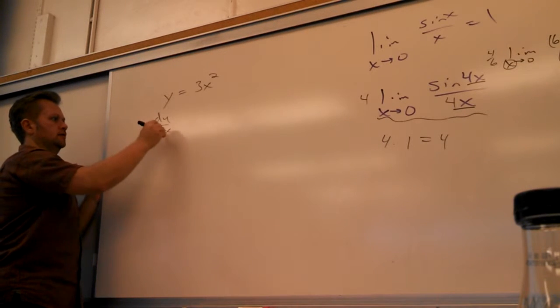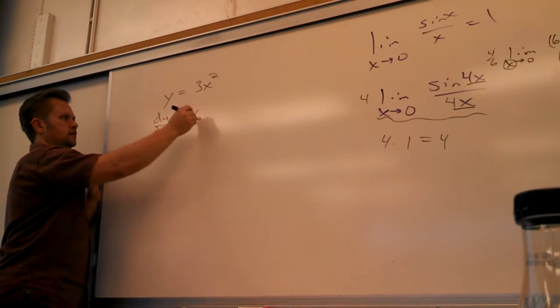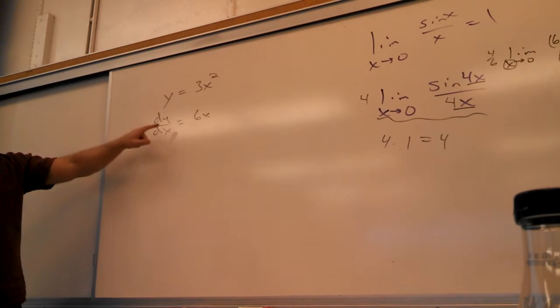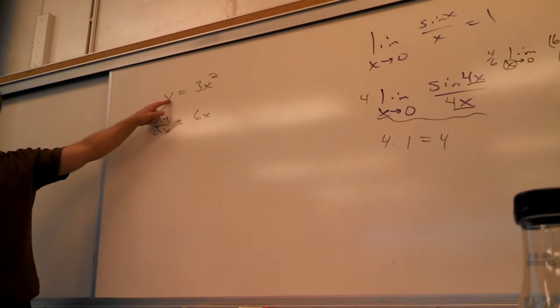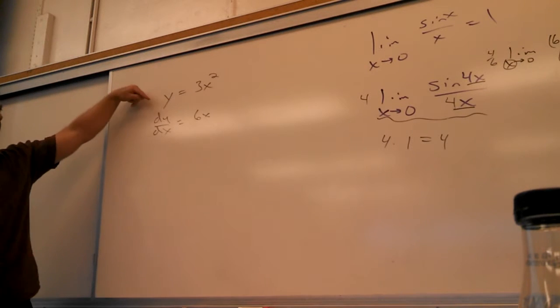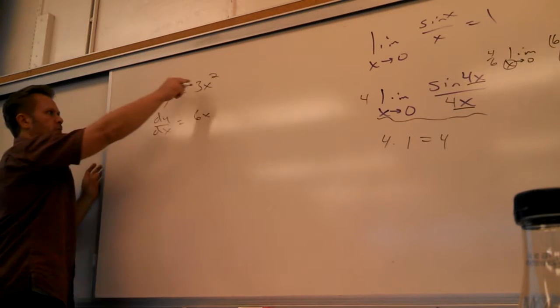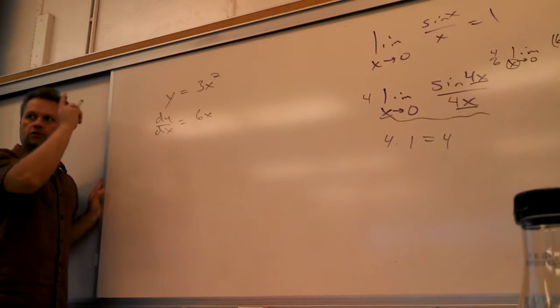dy/dx would be what? 6x. This is amazing. Notice what happened. I'm differentiating with respect to x, so any y's don't become 1, right? It became dy/dx. So we're starting to look at this a little bit differently. What did I do to both sides? Took the derivative of both sides.